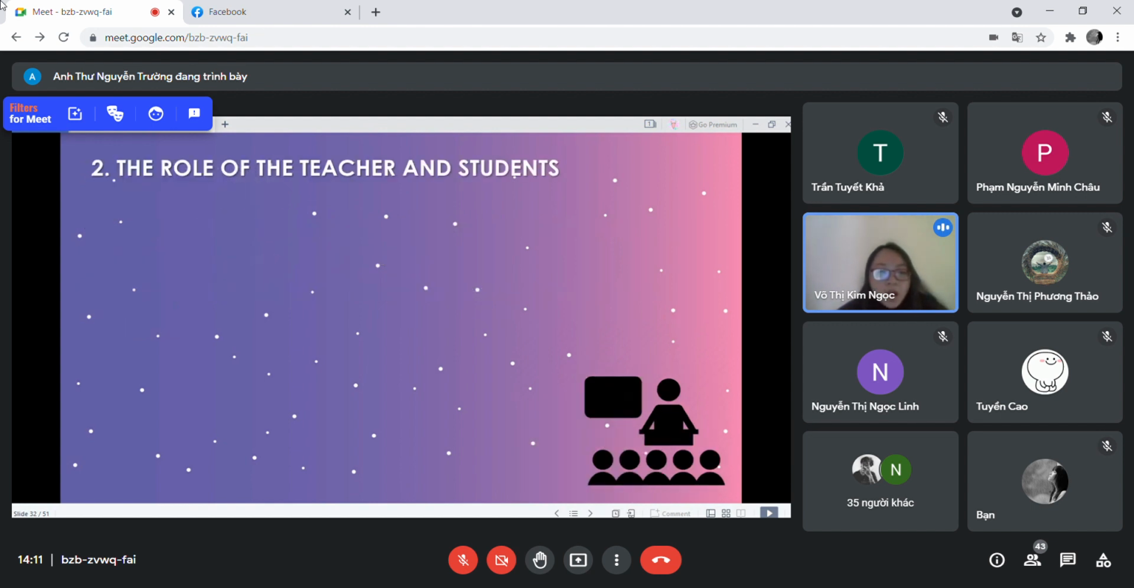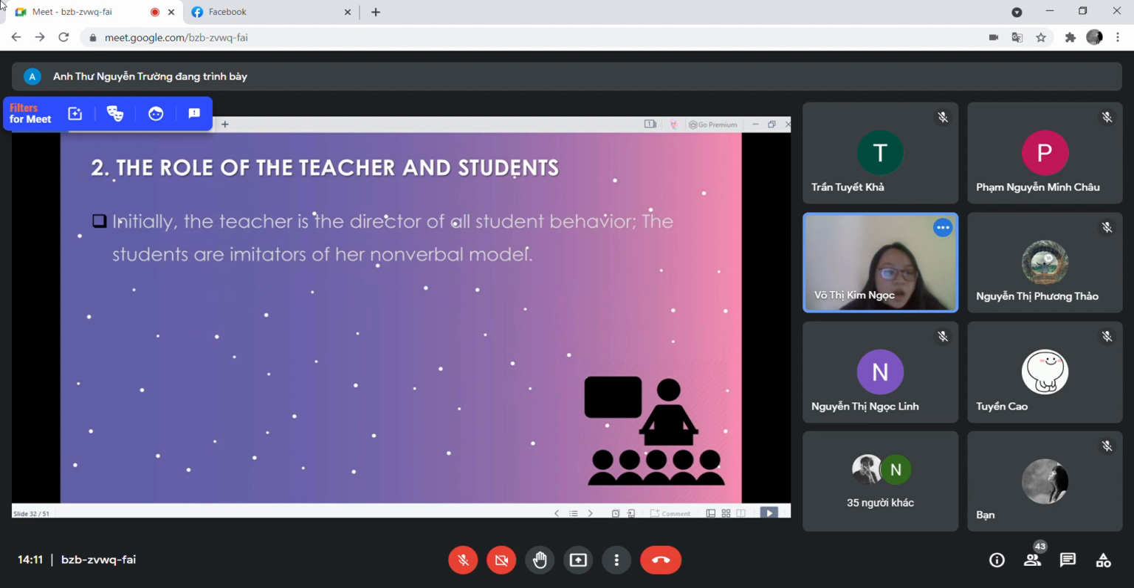Move to the next part, about the role of the teachers and students. At first, the teacher is the director of student behavior. The students are imitators of her nonverbal model. Like in our demonstration, you can see that the teacher performs some action and the students simply do what the teacher performed, like stand up, sit down, walk, and so on.